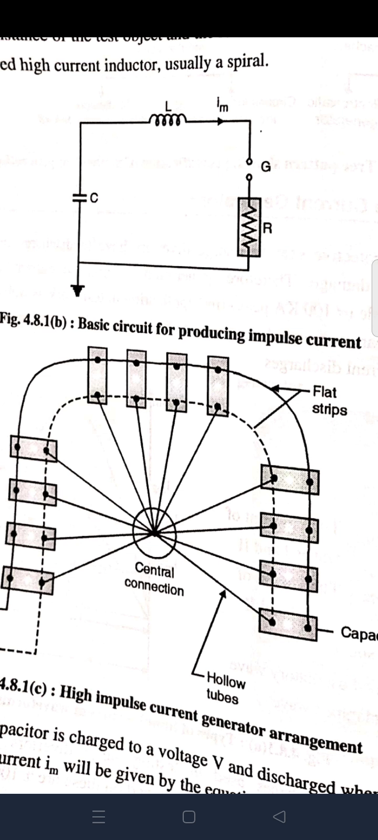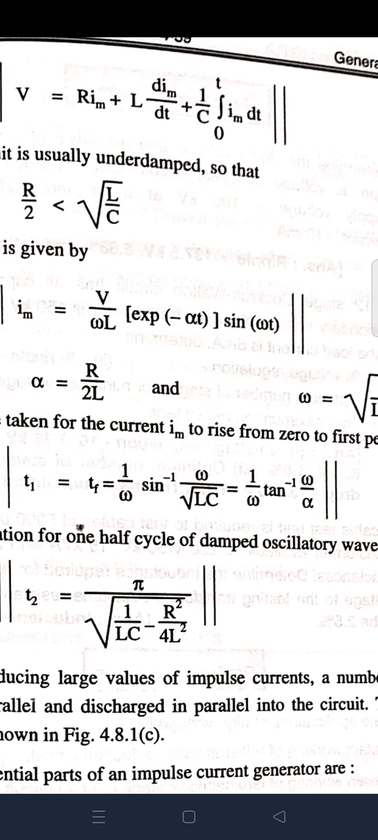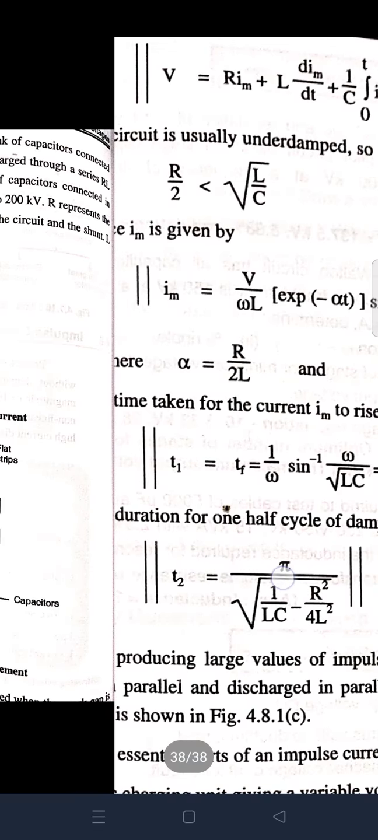If the capacitor is charged to a voltage V and discharged, then the spark gap is triggered and the current Im will be given by the equation V equals R times Im plus L di by dt plus 1 upon C integral of Im dt from 0 to t. The circuit is usually underdamped, thus R by 2 is less than the square root of L by C. So we can say Im equals V by omega L times exponential of minus alpha t times sin omega t. Here alpha is R by 2L and omega is the square root of 1 upon LC minus R square by 4L square.